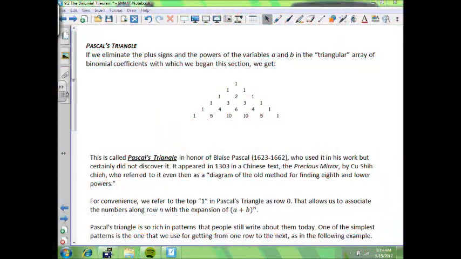If we eliminate the plus signs and the powers of the variables a and b in the triangular array of binomial coefficients with which we began this section, we're going to get this triangle. This is called Pascal's Triangle in honor of Blaise Pascal. He used it in his work, but certainly didn't discover it. It appeared in a 1303 Chinese text, The Precious Mirror by Ku Shiche, who referred to it even then as a diagram of the old method for finding eighth and lower powers.